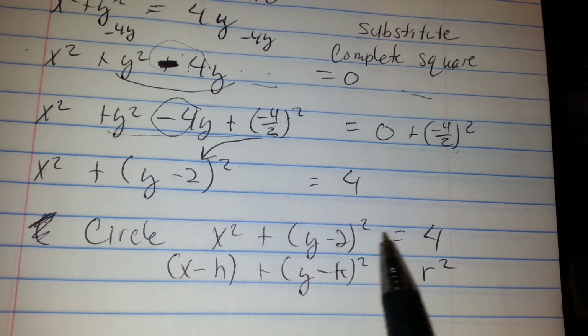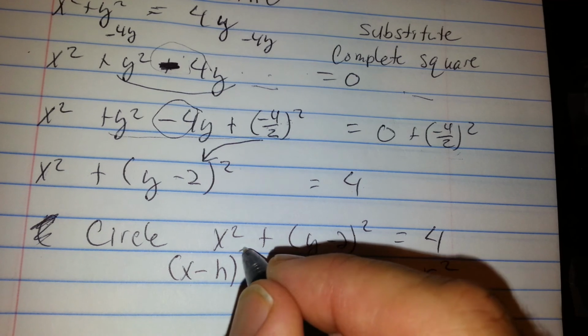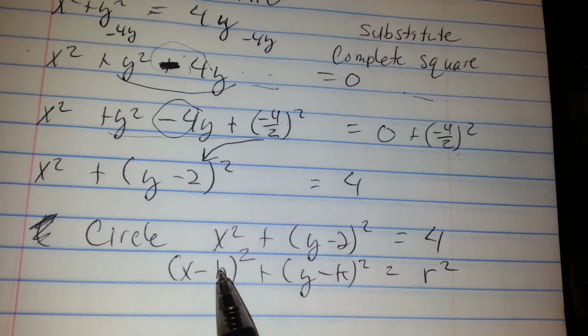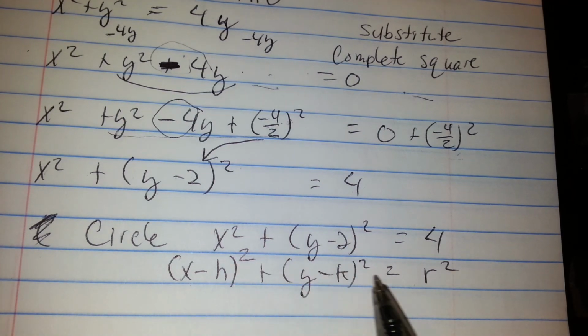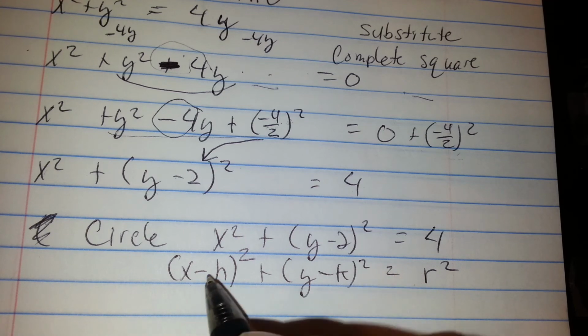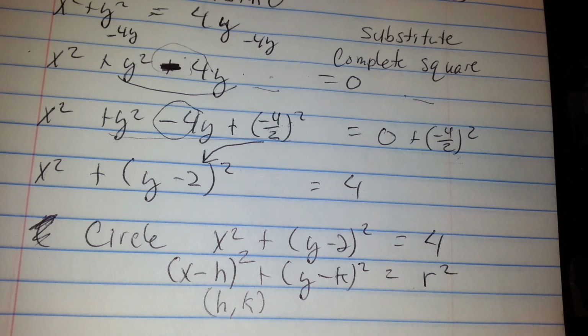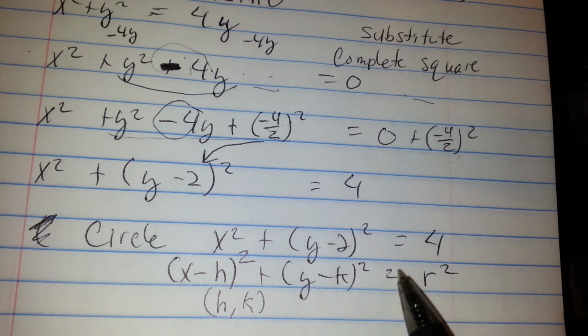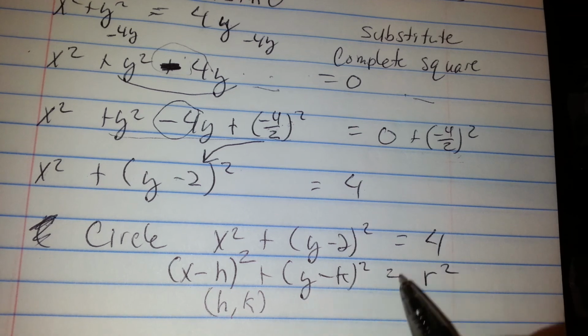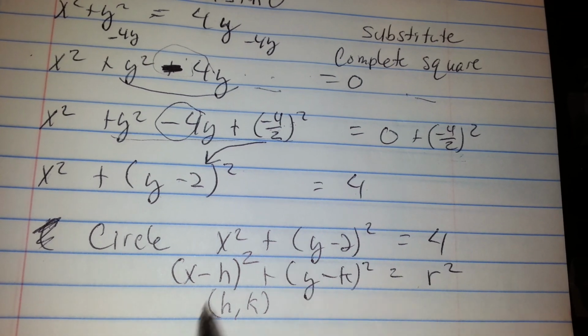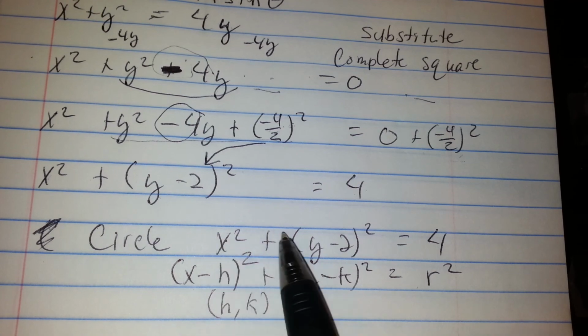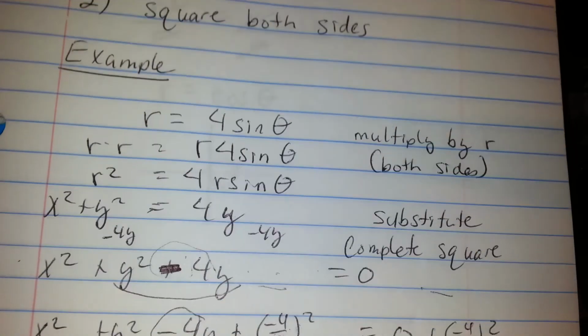Remember, that's a circle. Remember the equation of a circle is x minus h squared plus y minus k squared equals radius squared. And remember, h comma k is the center of your circle. My radius would be 2 here, since 4 equals 2 squared. And you're not going to have a radius of negative 2; it's just going to be a distance. So anyway, there's your circle. We just converted this. Here's our equation: x squared plus y minus 2 squared equals 4.